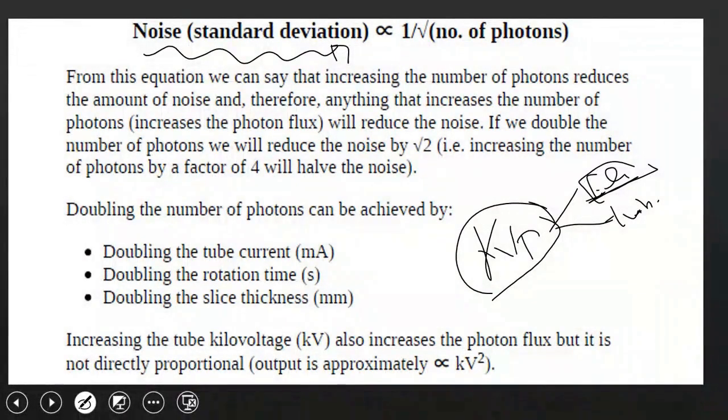If the filament current increases, then you have essentially increased the number of electrons that are produced. This number of electrons will increase the number of photons that will be emitted. So you have also increased the number of photons in the end. Essentially, he is talking about this.